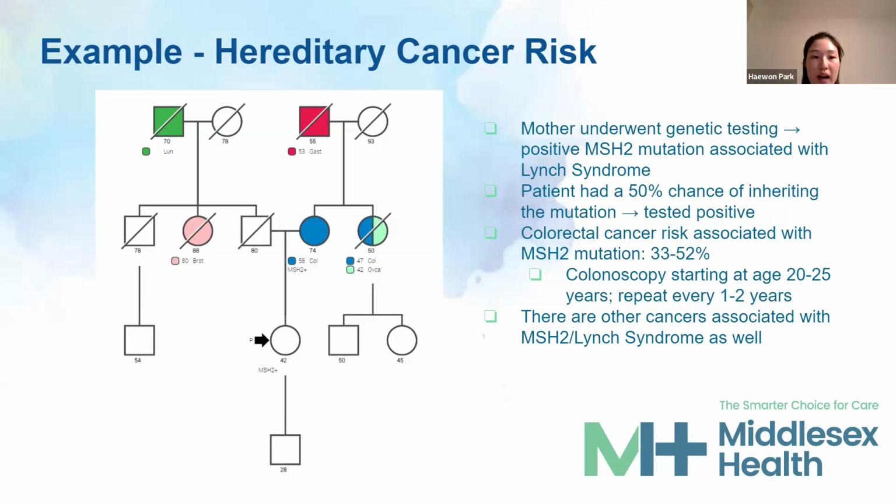Our patient also has a son who is 28 years old. He needs genetic testing to see if he also carries the MSH2 mutation. And if he does, then he would also need to start colonoscopy screening now. And the patient needs to inform other family members on her mother's side about the MSH2 mutation so that they can go through genetic testing and see if they need to be screened differently.